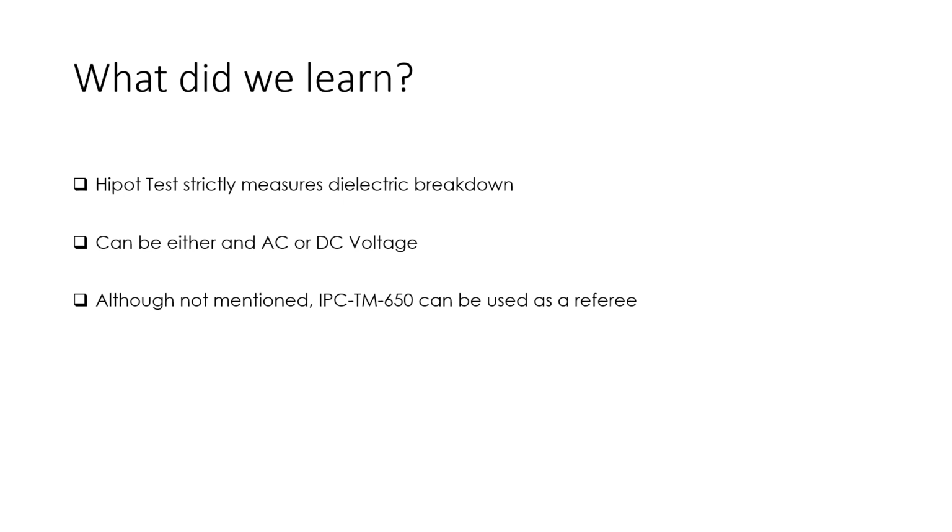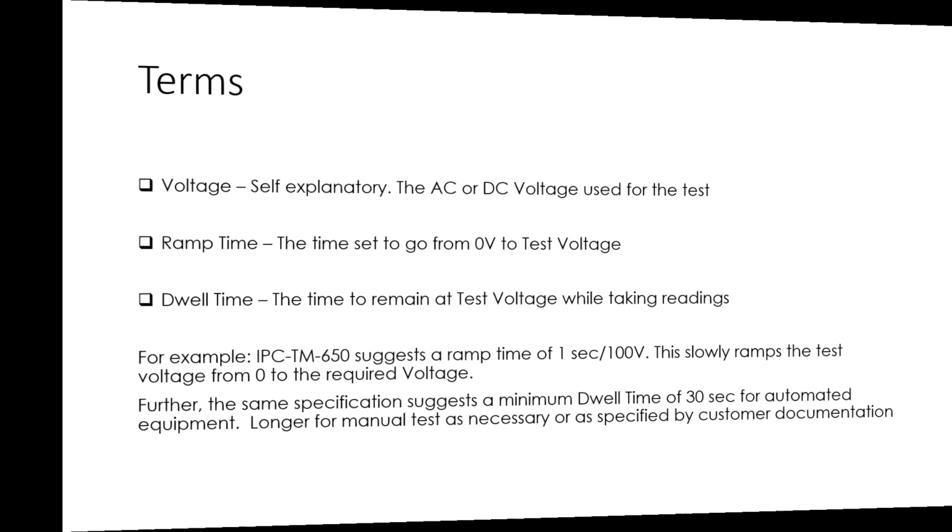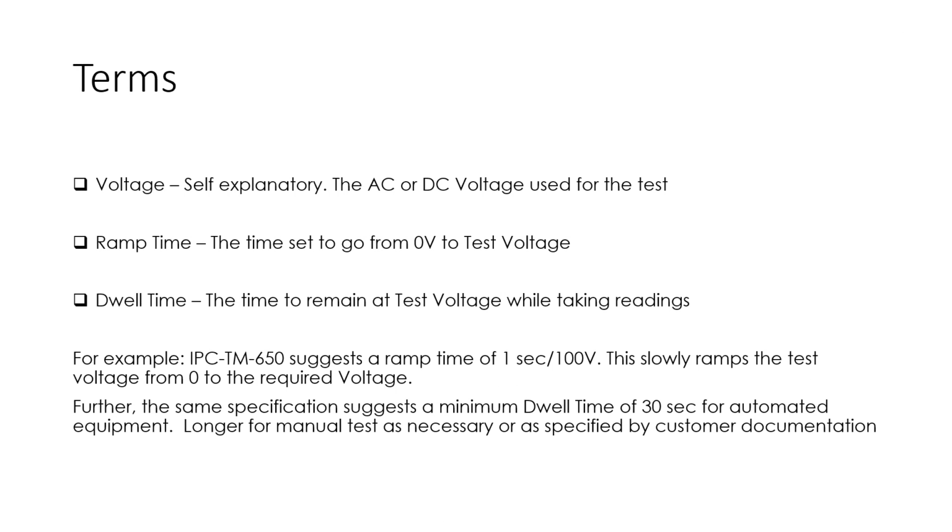And now that I'm mentioning dwell time, let's talk about a couple of terms. When we talk about this type of test, we have a voltage, which is kind of self-explanatory. This is the AC or DC voltage used for the test. We have a term called ramp time, and this is the time set that the system will go from 0 volts to test voltage, depending on what your test voltage may be. And as TM650 suggests, ramp time should be 1 second per 100 volts.